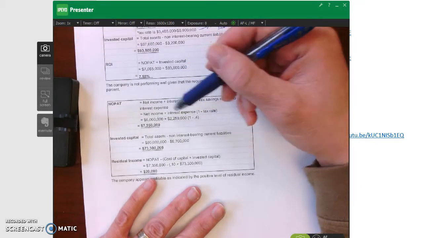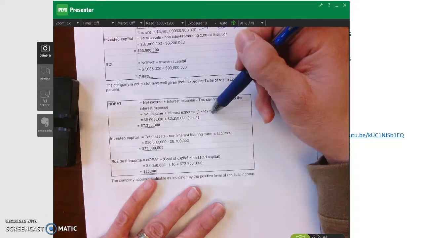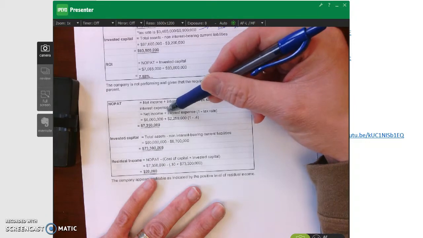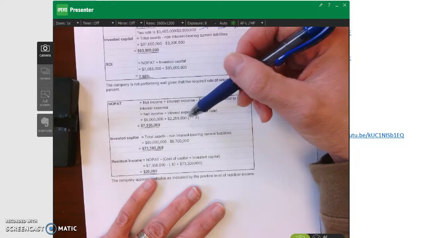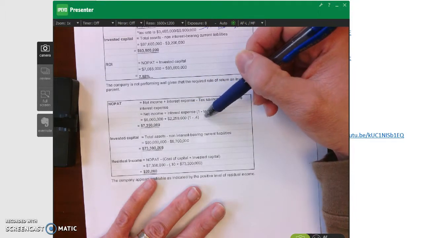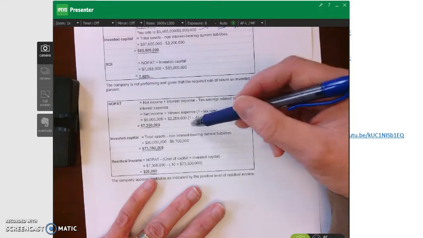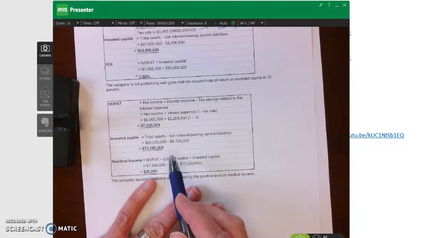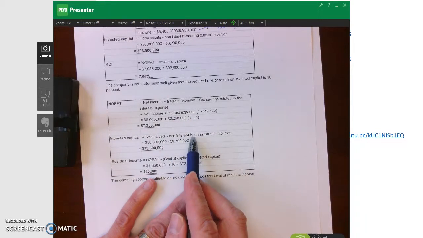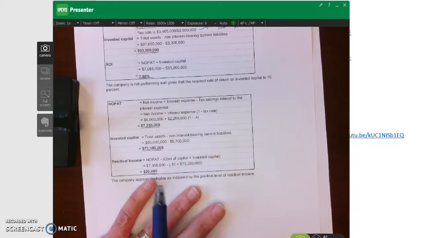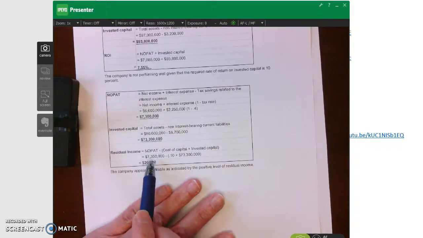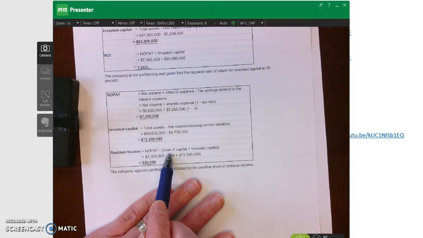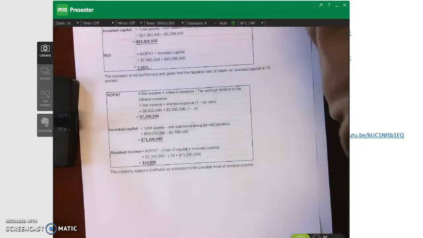So we come over here and calculate NOPAT. We take our net income plus our interest expense times 1 minus the tax rate. Again, you could have done net income plus interest expense minus the tax savings, which would be 40%, which mathematically is equivalent to just saying times 0.6. You take our invested capital, assets minus our non-interest bearing current liabilities. This is our actual NOPAT, and then you have to calculate the required profit, which is equal to the cost of capital times your invested capital, and you can see we have a 20,000 positive residual income.